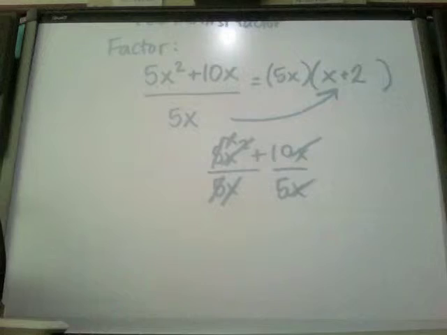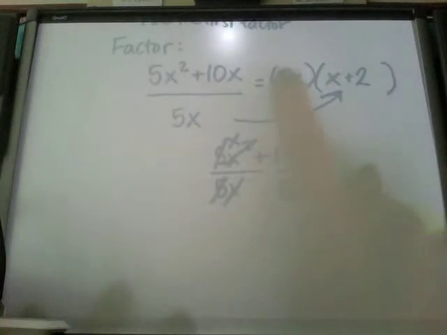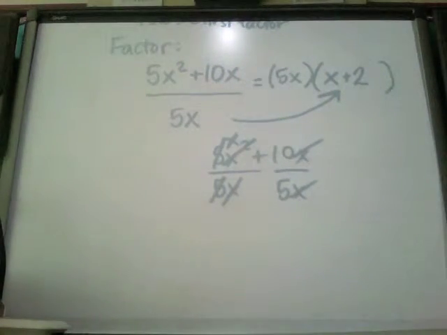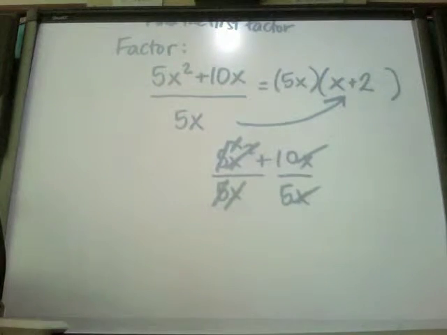How do we know if we got it right? We could take our answer and multiply it. We would distribute the 5x times x makes 5x squared, 5x times 2 makes 10x. So we have to find the greatest amount that can divide out of both terms. That's the challenge for today, is to find that first factor, then to use it to find the second factor.